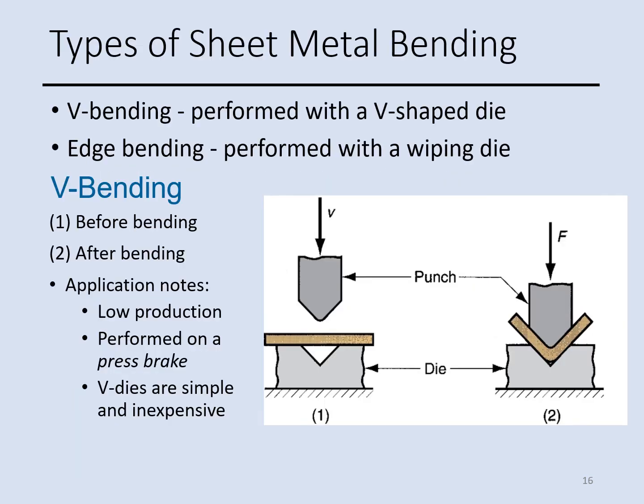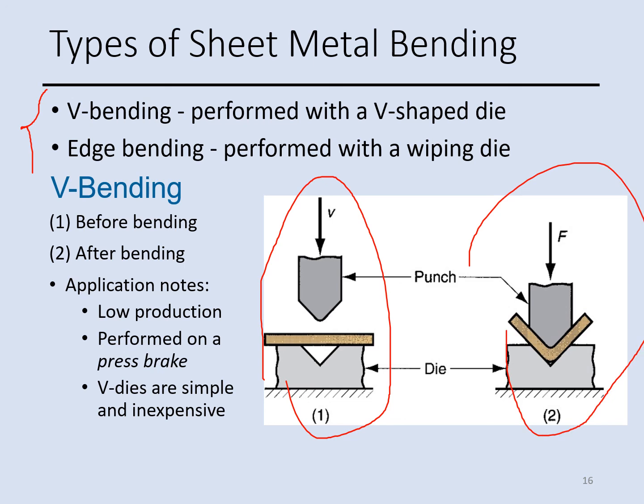There are two types of sheet metal bending. One is called V bending. The second one is called edge bending. The V bending is performed with a V shape die, like this picture. It shows before bending, and this one shows after bending. And the application for the V bending is for low production, and it is performed on the press brake. This operation is simple, and it is inexpensive.